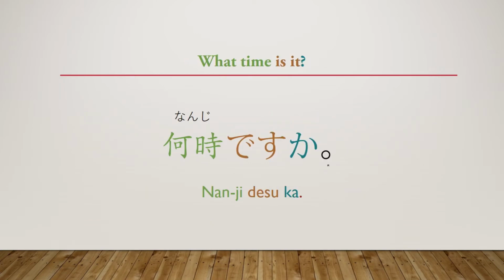The next example is, what time is it? I just thought I'd put in the simple question phrase if you want to ask someone what time it is. That would be, nanji desu ka? You can also put ima before that, so ima nanji desu ka? But you can do it without too, and it completely makes sense.